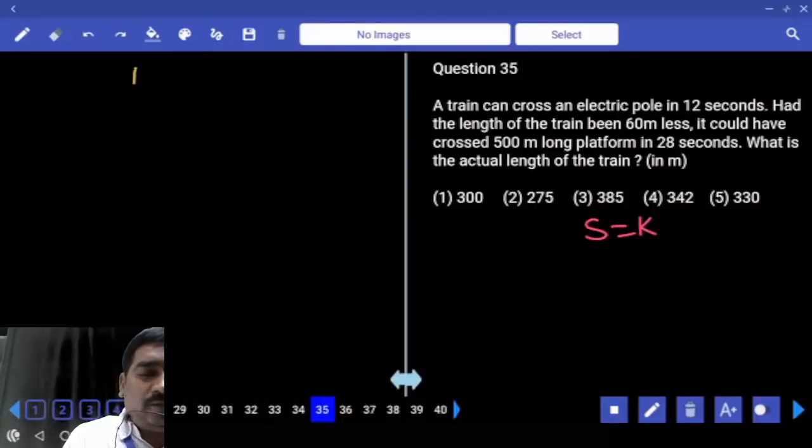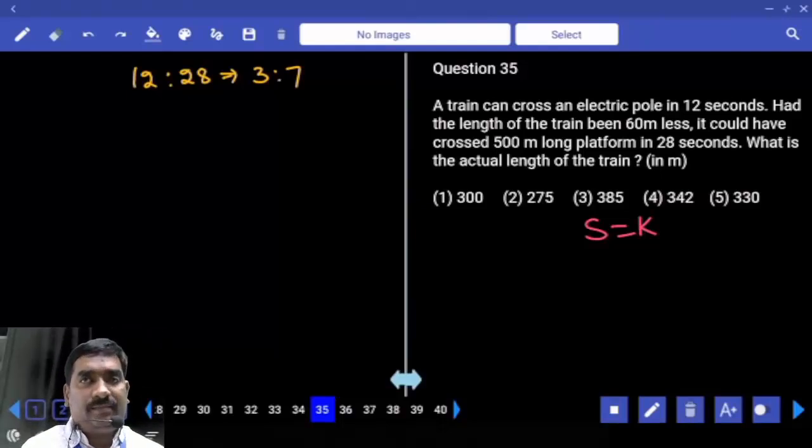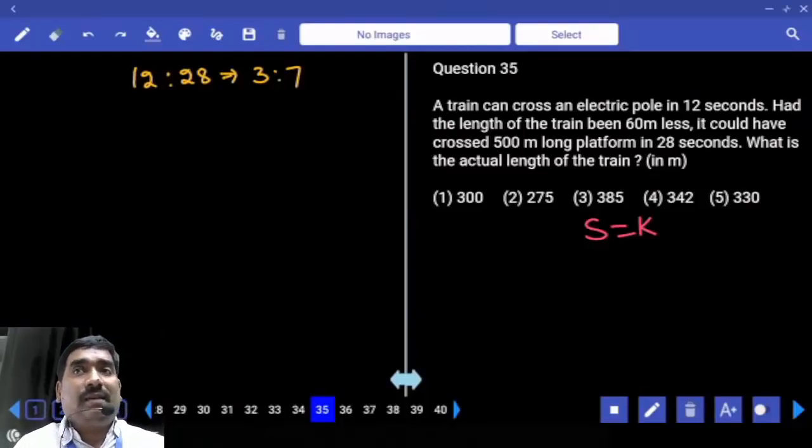The time ratio means 12 seconds is to 28 seconds. What is the time ratio? 3 is to 7. So the distance ratio is also 3 is to 7. The train length is 3 parts. Train length plus platform length together is 7 parts. Yes or no?